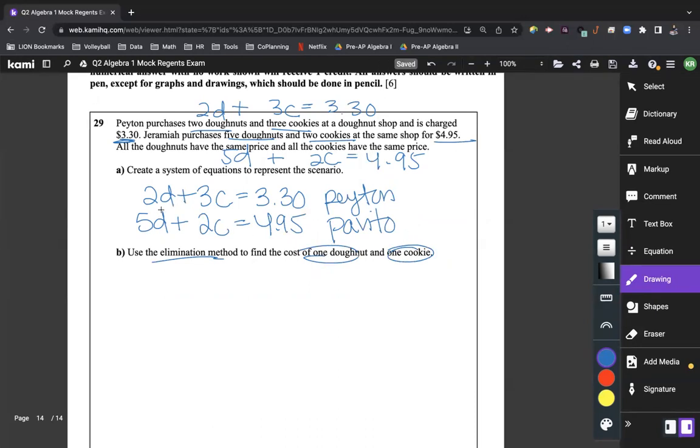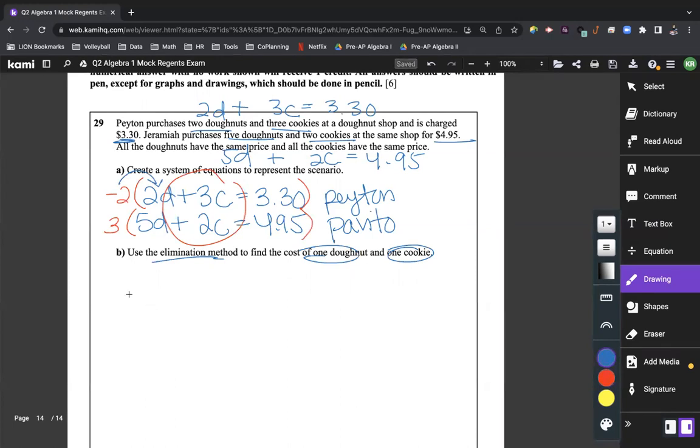This is a tier, this is a level 3, because neither of these, you can't just multiply by 1, right? You've got to multiply both of them. So I'm going to choose to cancel out the C's first. I'm going to multiply this top one by -2, and I'm going to multiply this bottom one by +3. Now we got to go right ahead and distribute.